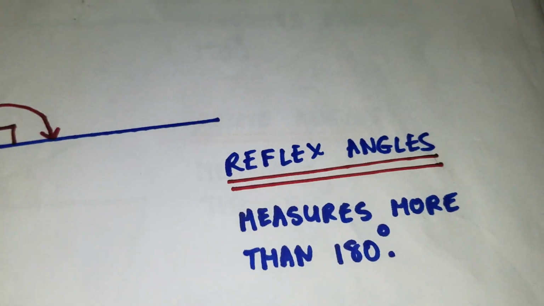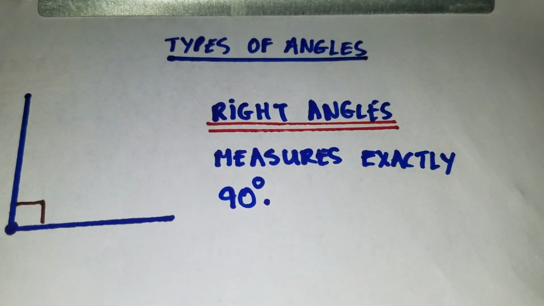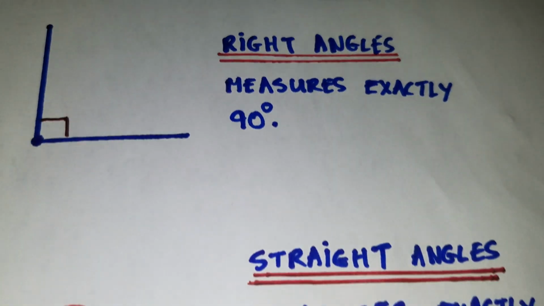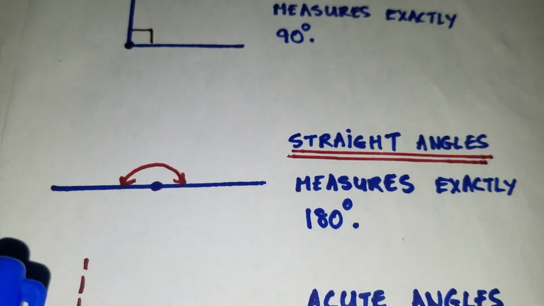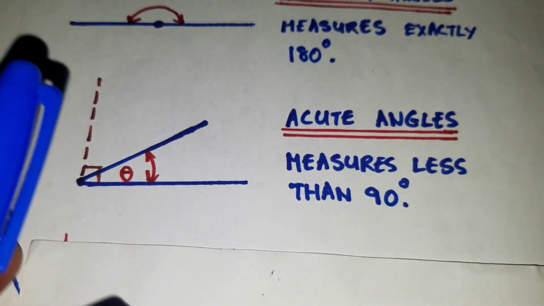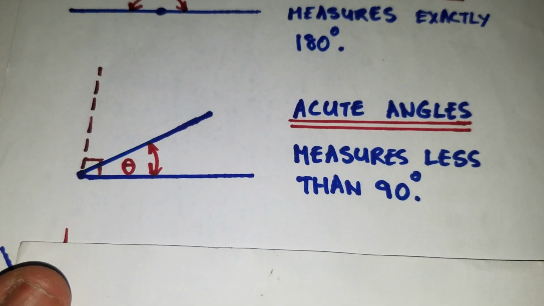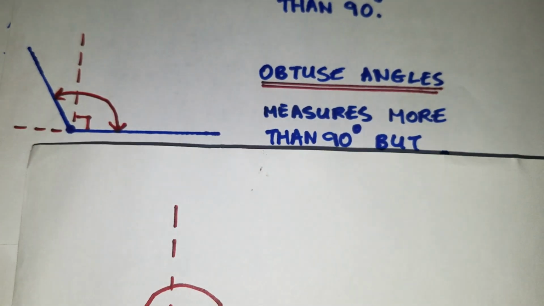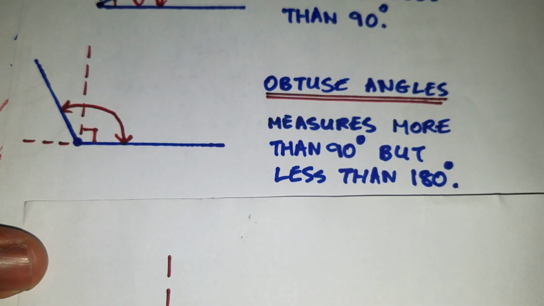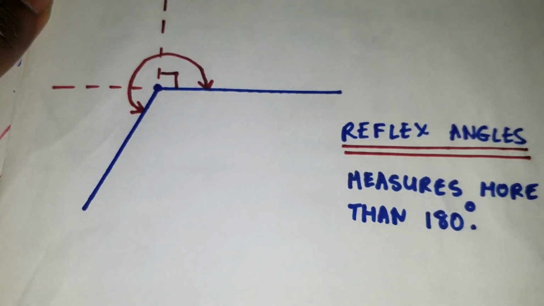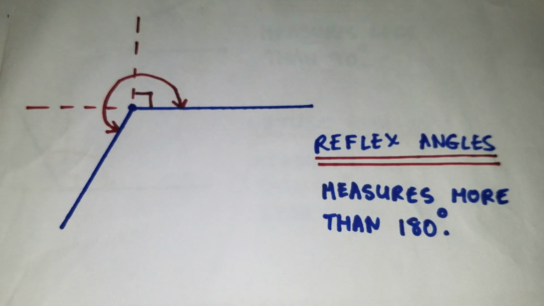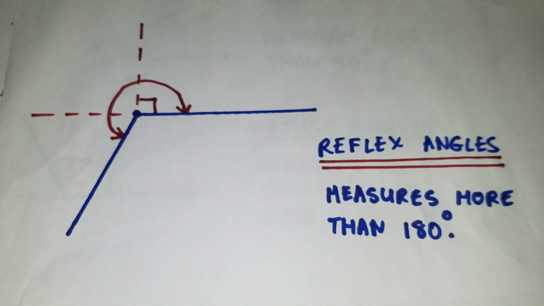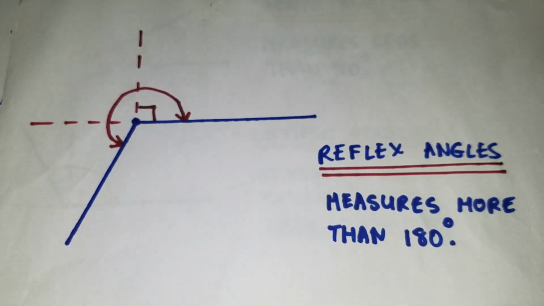So in summary, we have a right angle measuring exactly 90 degrees. We have straight angles measuring 180 degrees. We have acute angles measuring less than 90 degrees. We have obtuse angles that measure more than 90 but less than 180 degrees. And then we have the reflex angle, which measures more than 180 degrees. So that's it for the different types of angles.